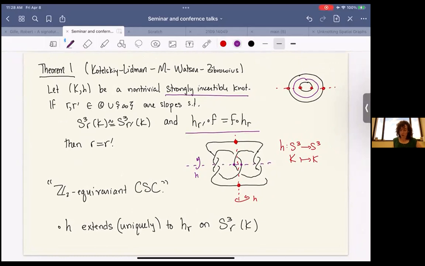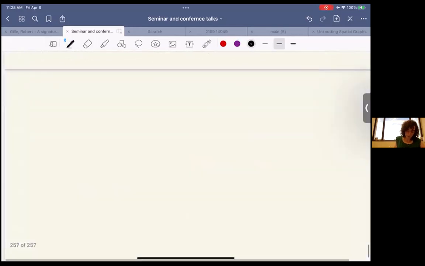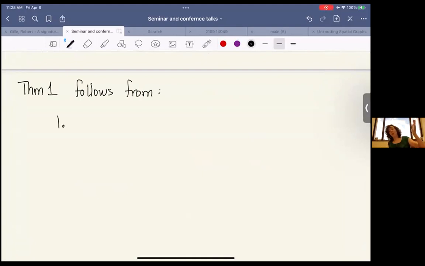So this theorem that we're going to get to is really just a consequence of another theorem that we're going to prove that's more in the language of knots and tangles. So theorem one follows from really three things. One is how we go from surgery to tangles, and that's going to be the Montesinos trick, which I'll also say more about in a moment.